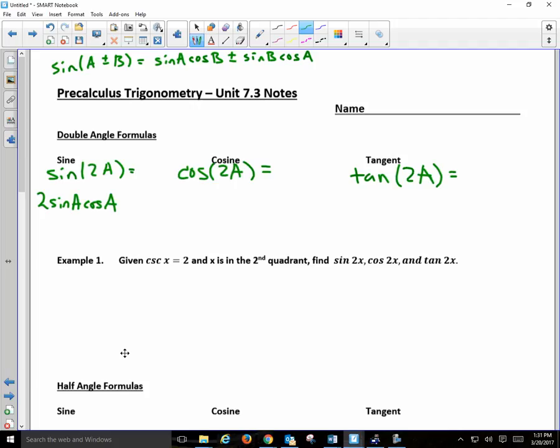If it's cosine, you have 3 different formulas. You can either use cosine squared of A minus sine squared of A, or if you don't like that one, you can use 2 cosine squared of A minus 1, or if you don't like that one, you can use 1 minus 2 sine squared of A, which is the one I choose to use all the time.